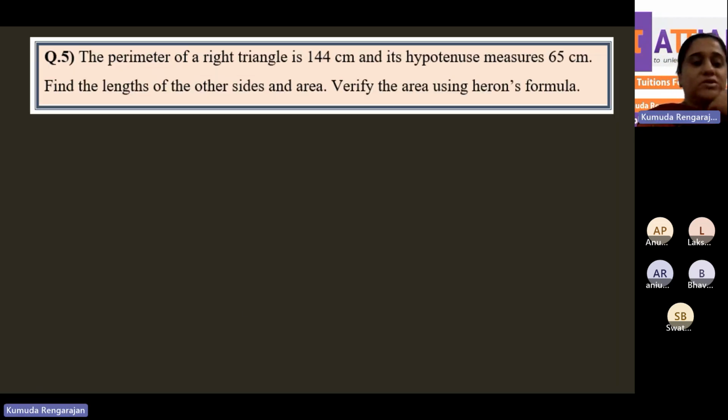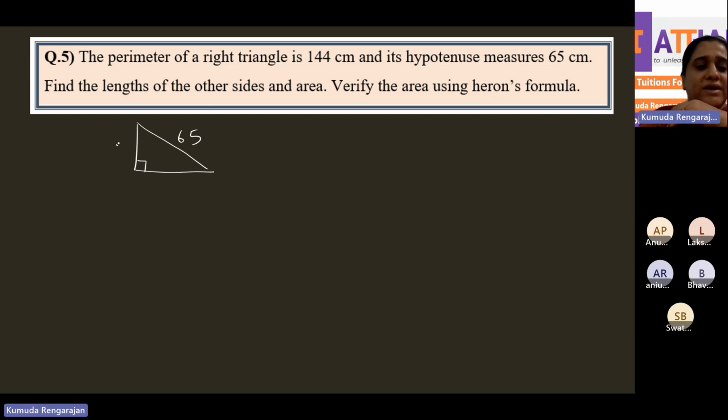So let's see the question again. What is it? It's a right triangle. Perimeter is given and the hypotenuse is given. Hypotenuse 65. We don't know this side. We don't know this side. And it is not isosceles. Don't simply mark this equal. It's simply a right triangle, 65, and perimeter is 144.